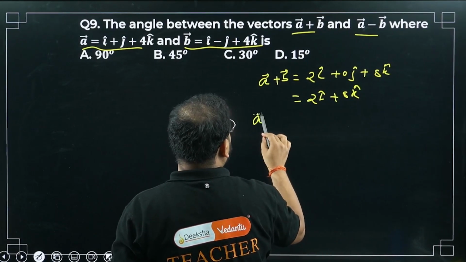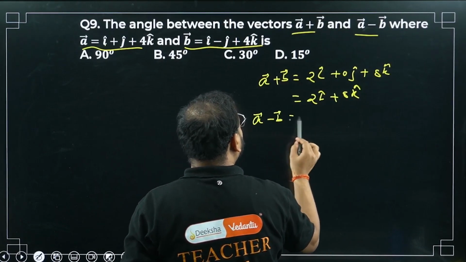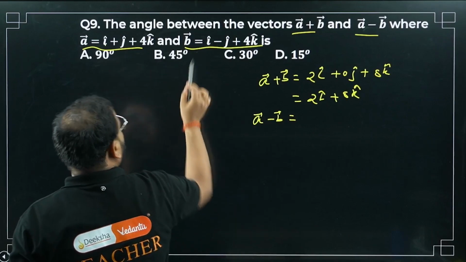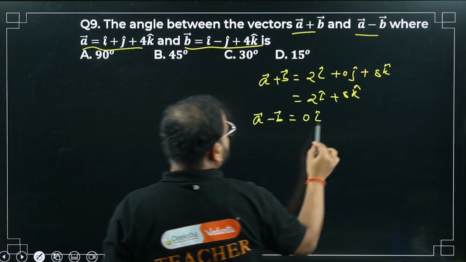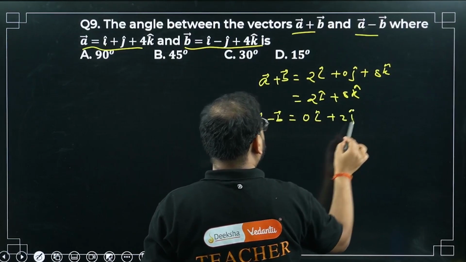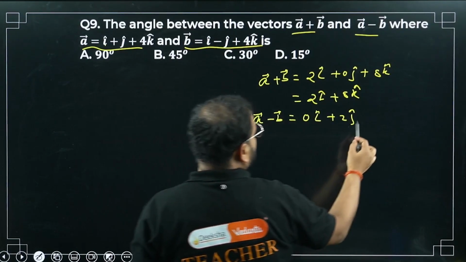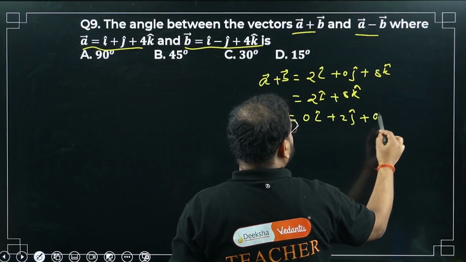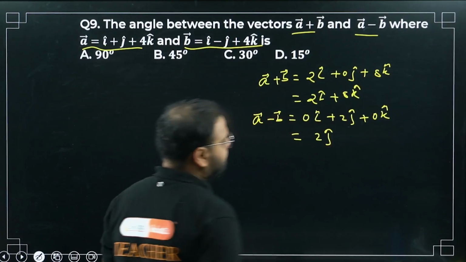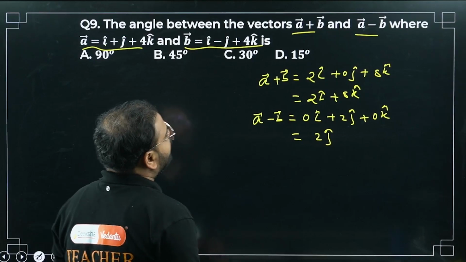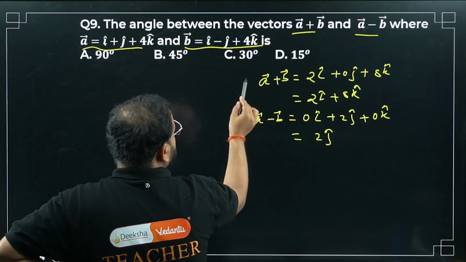What about vector A minus vector B? Have a look. I minus I, so 0I, J minus of minus J, so plus 2J, 4K minus 4K, so plus 0K. What is going to be, bacha? 2J cap.